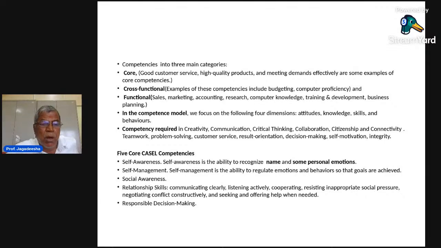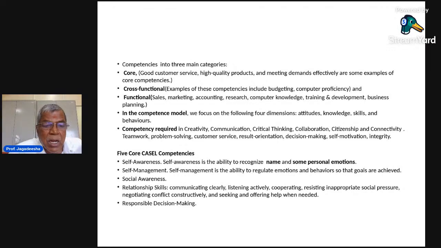Then coming to the five core social competencies. What are they? Self-awareness. This competency speaks about the personal emotions of the person concerned. Self-awareness reflects the personal emotion of the concerned person. Self-management is the ability to regulate emotion and behavior. That is another important one. Social awareness. I have the competency to understand how people behave in a group. That is what is called social awareness.